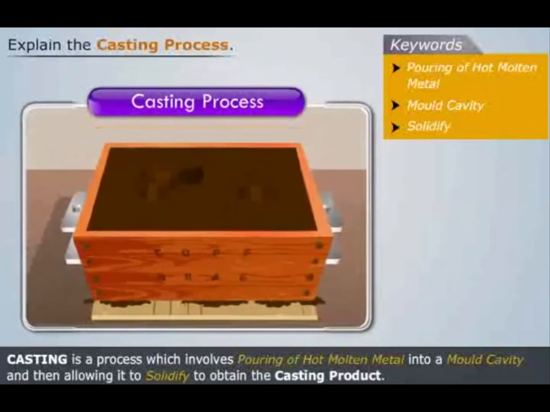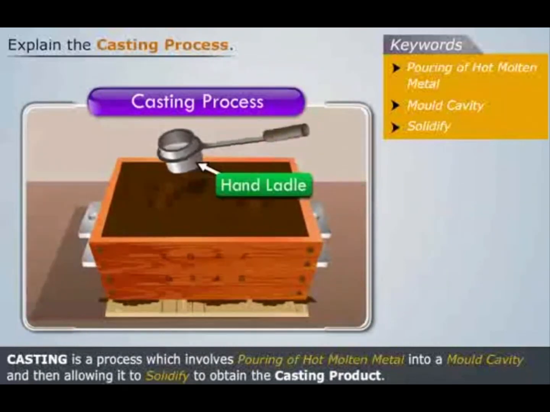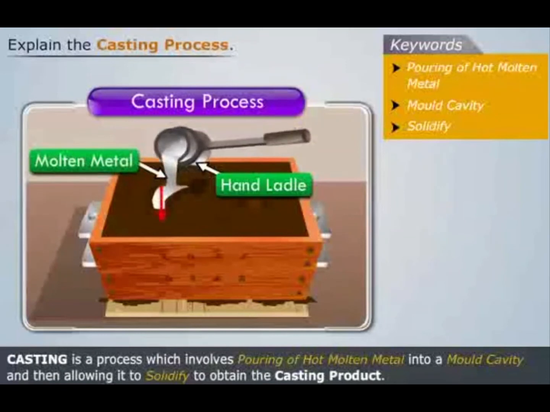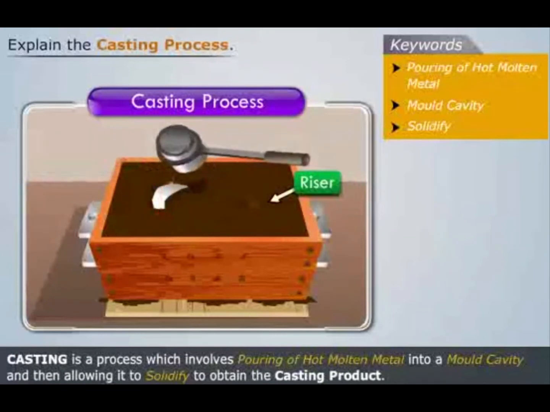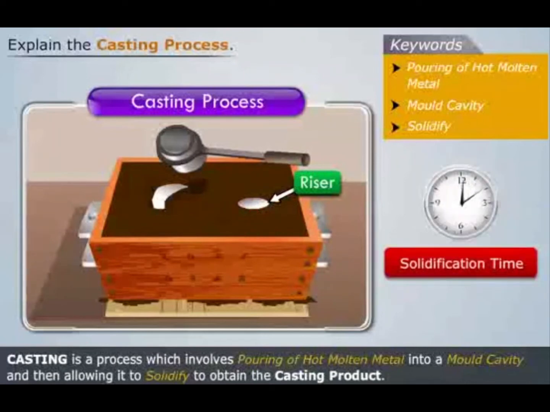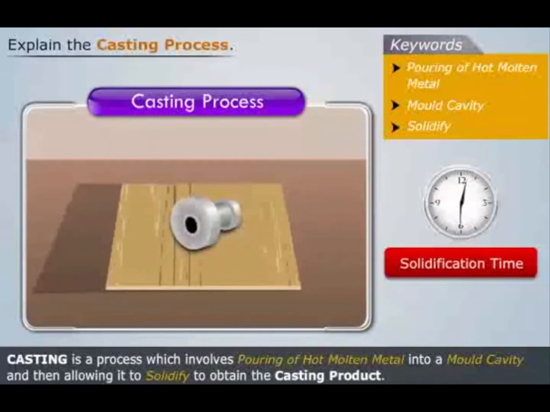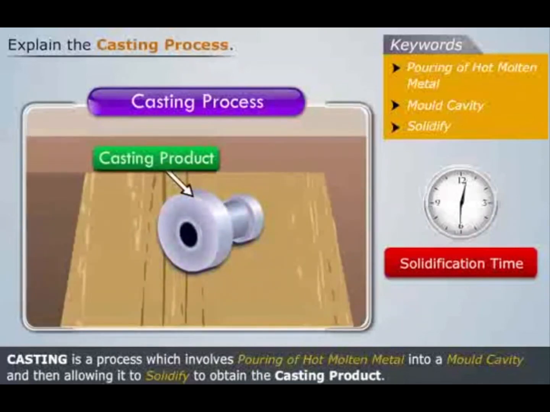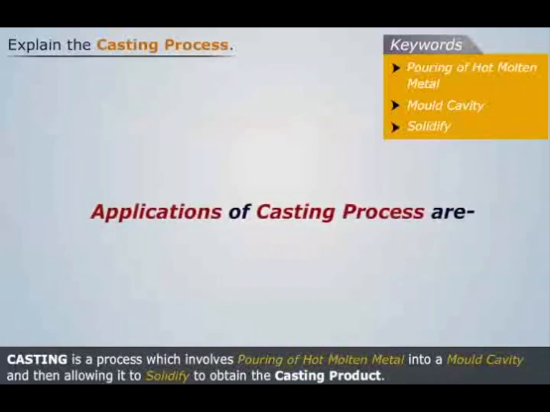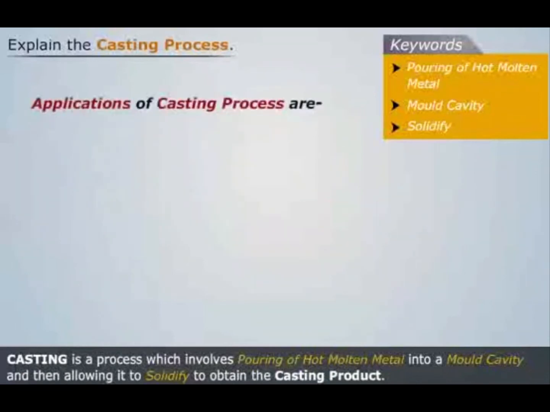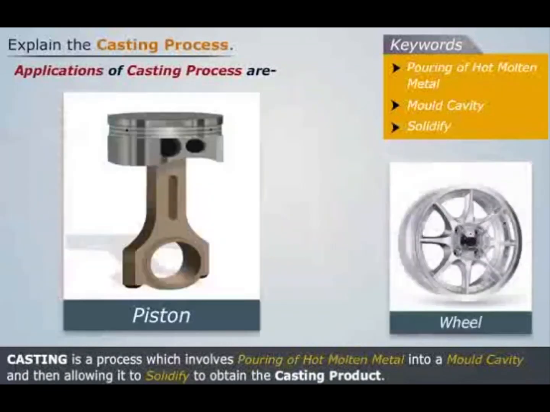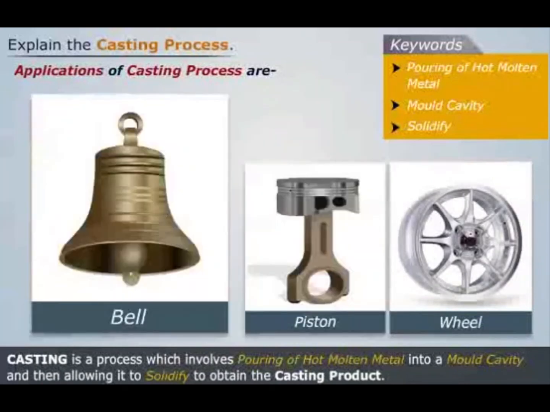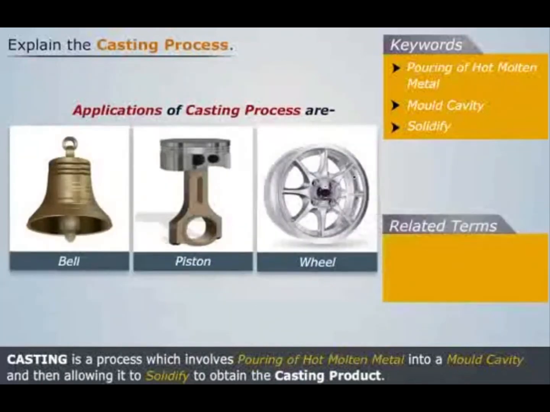Now with the help of the hand ladle, keep pouring the molten metal in the pouring basin till the molten metal reaches the edge of the riser. Now allow the molten metal to solidify in the mold. Now take the material out of the mold. We get the product. This product is called the casting product. Some of the common products which we obtain through casting are wheel, piston, bells, etc.